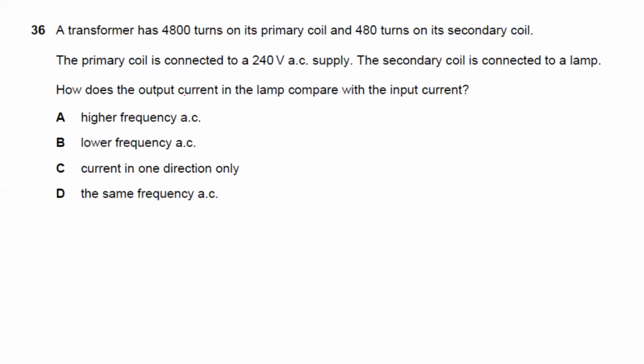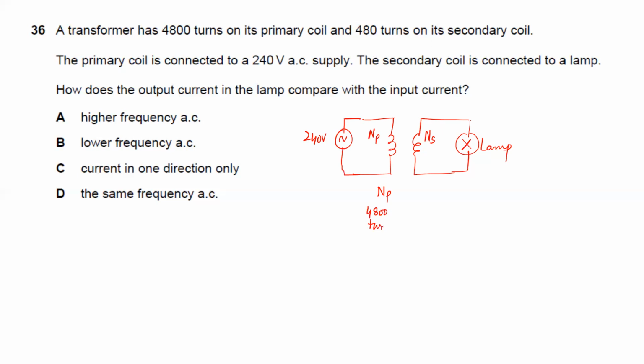Next question. It says a transformer with 4,800 turns on its primary and 480 turns on its secondary coil. The primary coil is connected to a 240 volts AC supply. The secondary is connected to a lamp. How does the output current of the lamp compare to the input current? So let's see how it looks. This is how a transformer looks. This is N primary, this is N secondary, this is the AC circuit, 240 volts. This is my lamp. N P is 4,800 turns, N S is 480 turns.